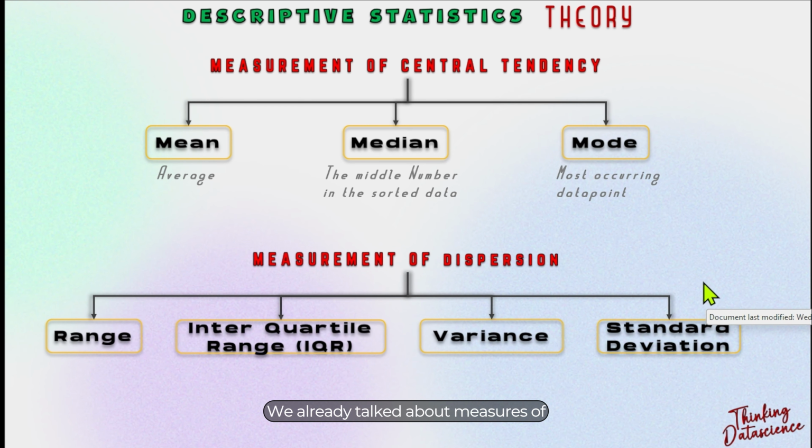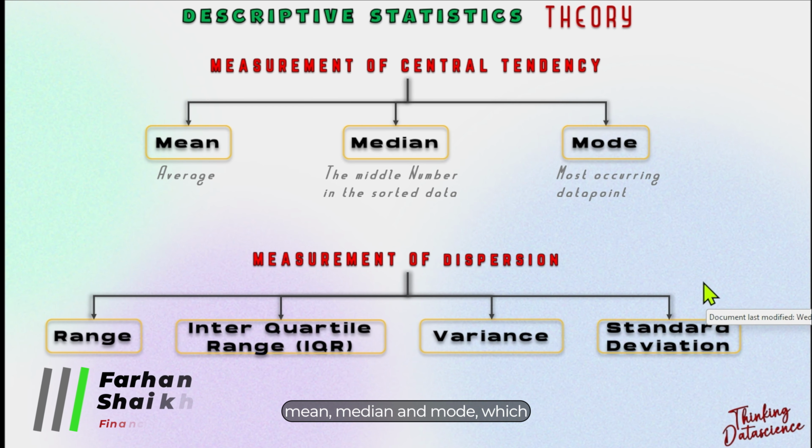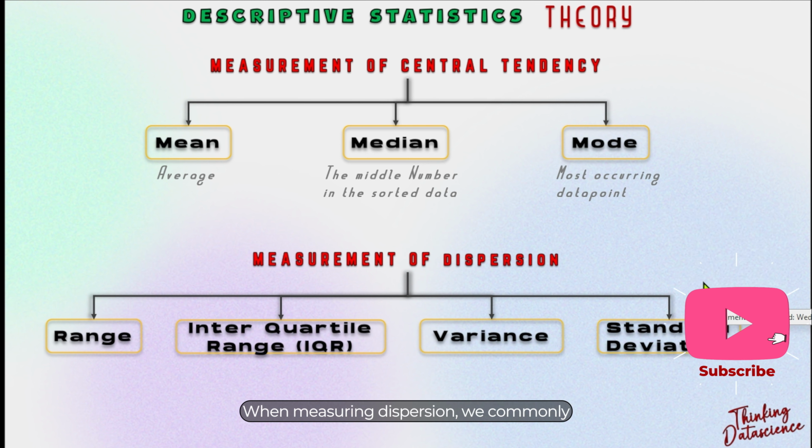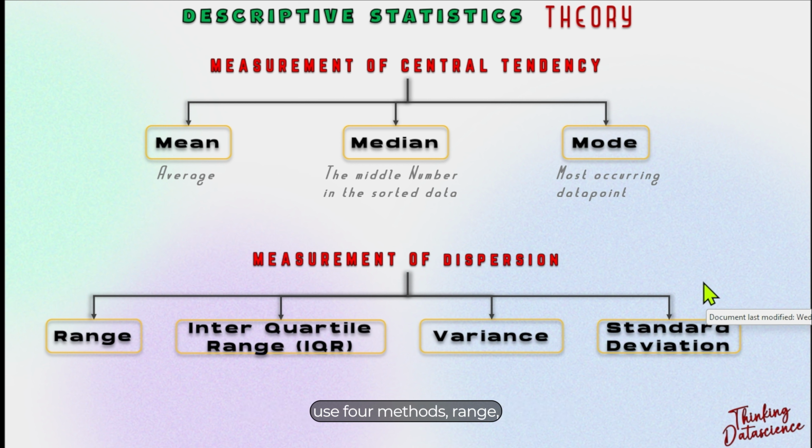We already talked about measures of central tendency like mean, median, and mode, which are different ways that we measure the middle or the center of the dataset. In this video, we'll talk about the measurement of dispersion. When measuring dispersion, we commonly use four methods: range, interquartile range, also known as IQR, variance, and standard deviation.